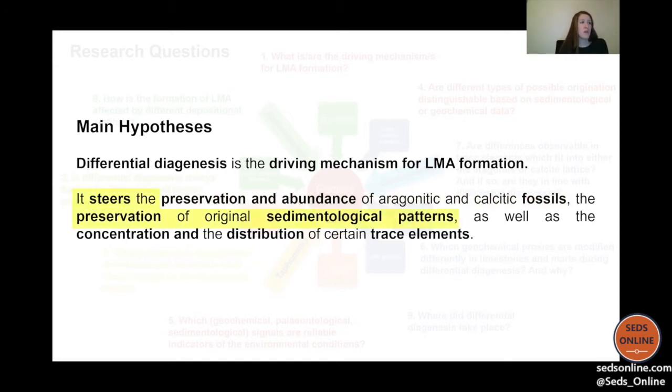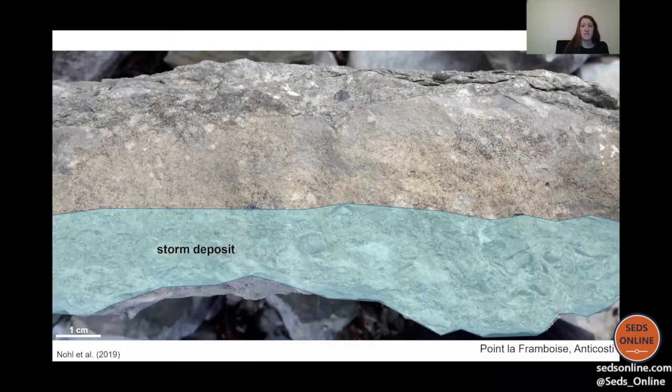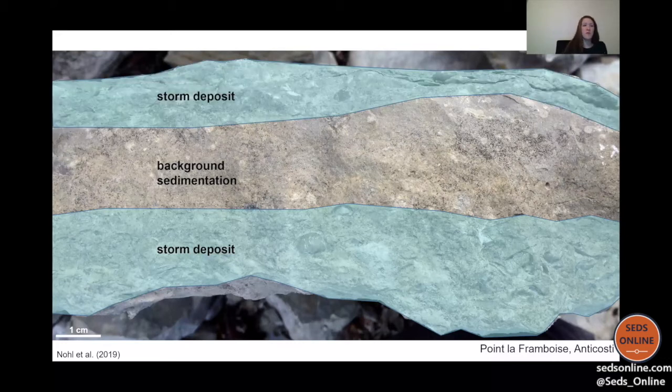Are primary patterns preserved? And this example is again from Anticosti. And it shows several storm deposits. And here's a storm deposit with brachiopods and some bivalves. And here we have background sedimentation and another storm deposit. But this is the boundary between limestone and marl. So three facies were summed up into one limestone bed, and lithification happened angular crossing sedimentary boundaries.